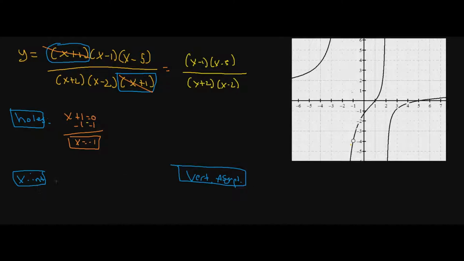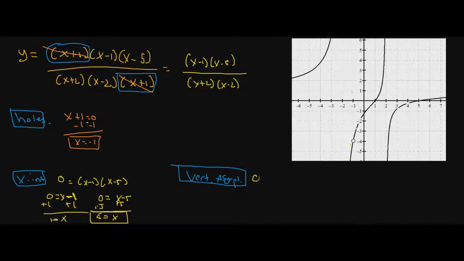So for our x-intercepts, 0 equals x minus 1, x minus 5. So 0 is equal to x minus 1, 0 is equal to x minus 5. We add 1 to both sides, and we get that x is equal to 1. Add 5 to both sides, and we get x is equal to 5.